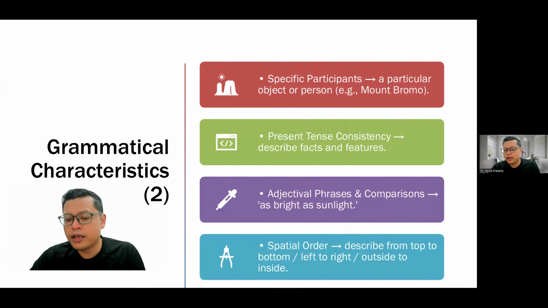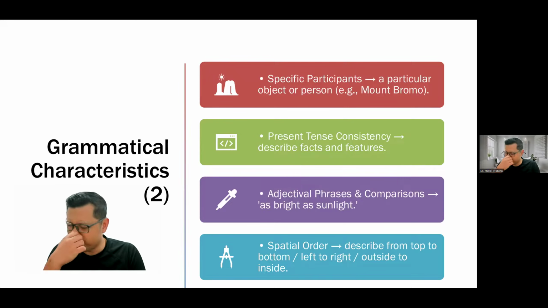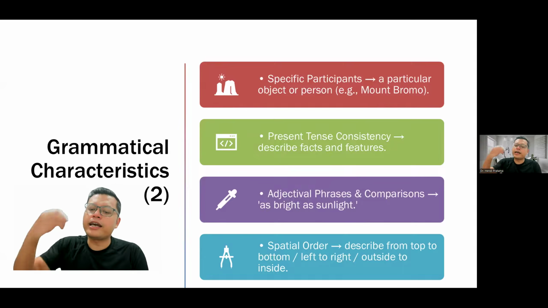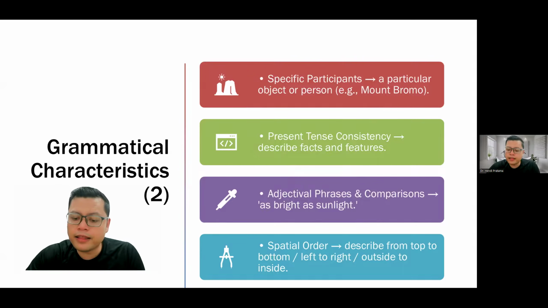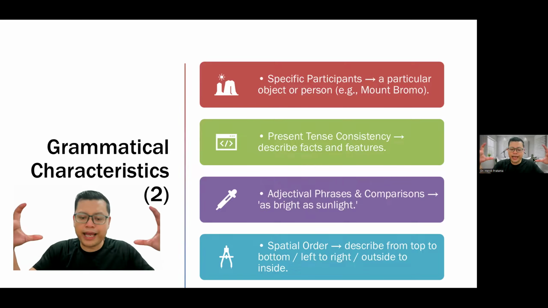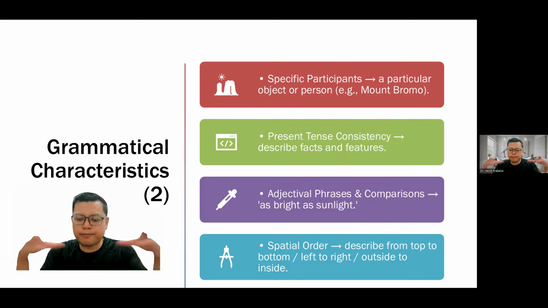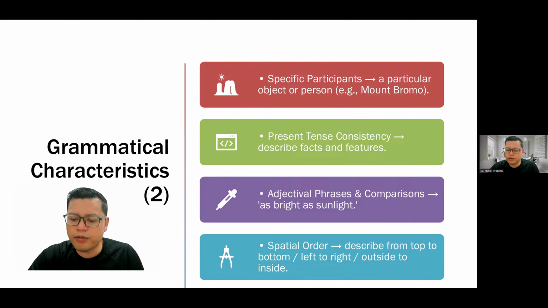And then you can also use adjectival phrases and comparisons. For example, you can use bright, but that's too simple. You can use as bright as sunlight, for example. And then you can also use spatial order. This one is from the word space. Space means place. So you use the place, spatial order, to describe from the top to bottom, left to right, outside to inside. This is about location. So spatial order is about location.